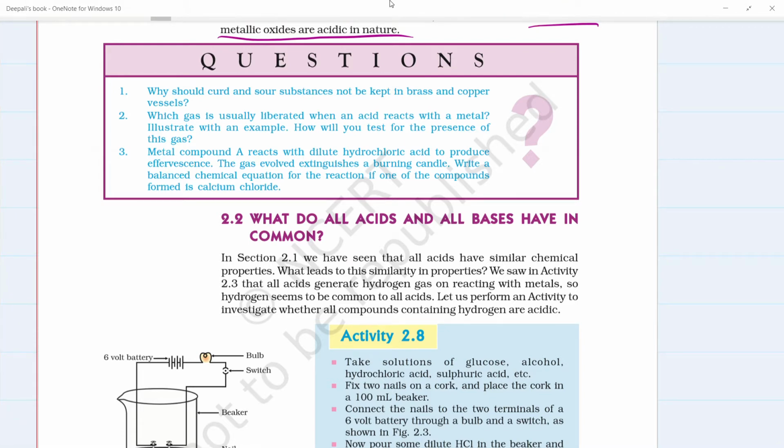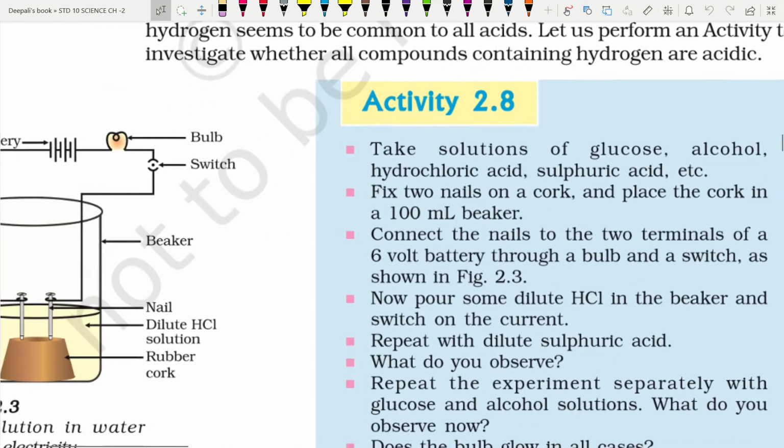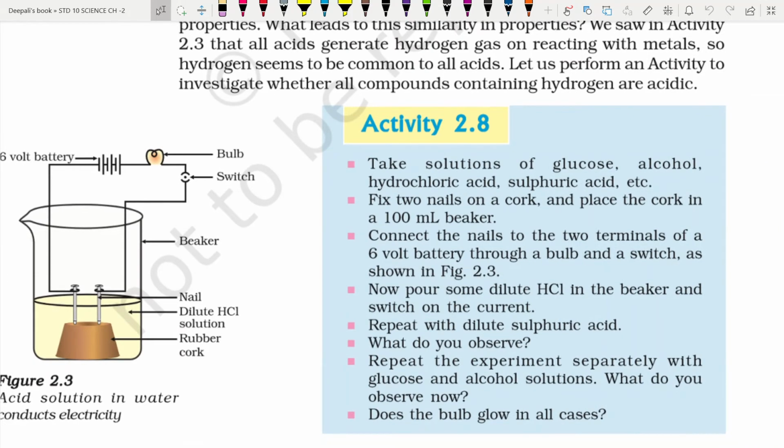Take a solution of glucose, alcohol, hydrochloric acid, sulfuric acid, etc. Fix two nails on the cork and place the cork in a 100 ml beaker. Connect the nails to the two terminals of a 6 volt battery through the bulb and switch on as in the figure. Now pour dilute HCl in the beaker and switch on the current. Repeat with dilute sulfuric acid. What do you observe?